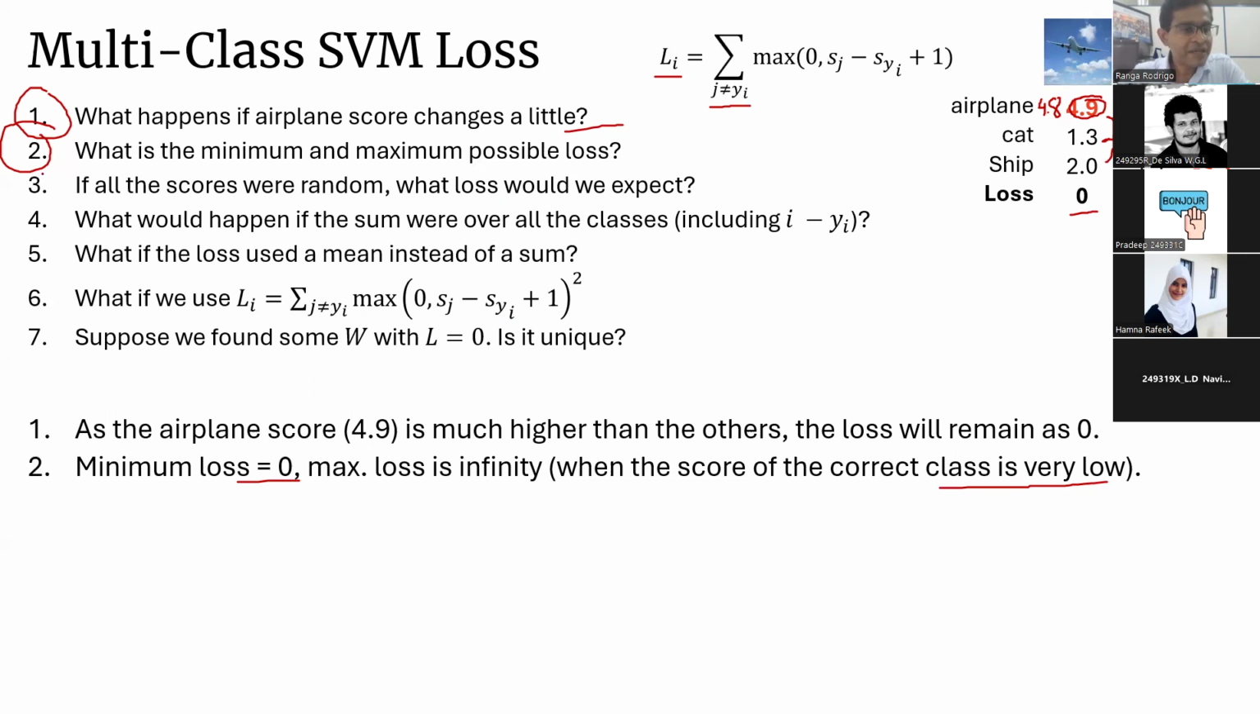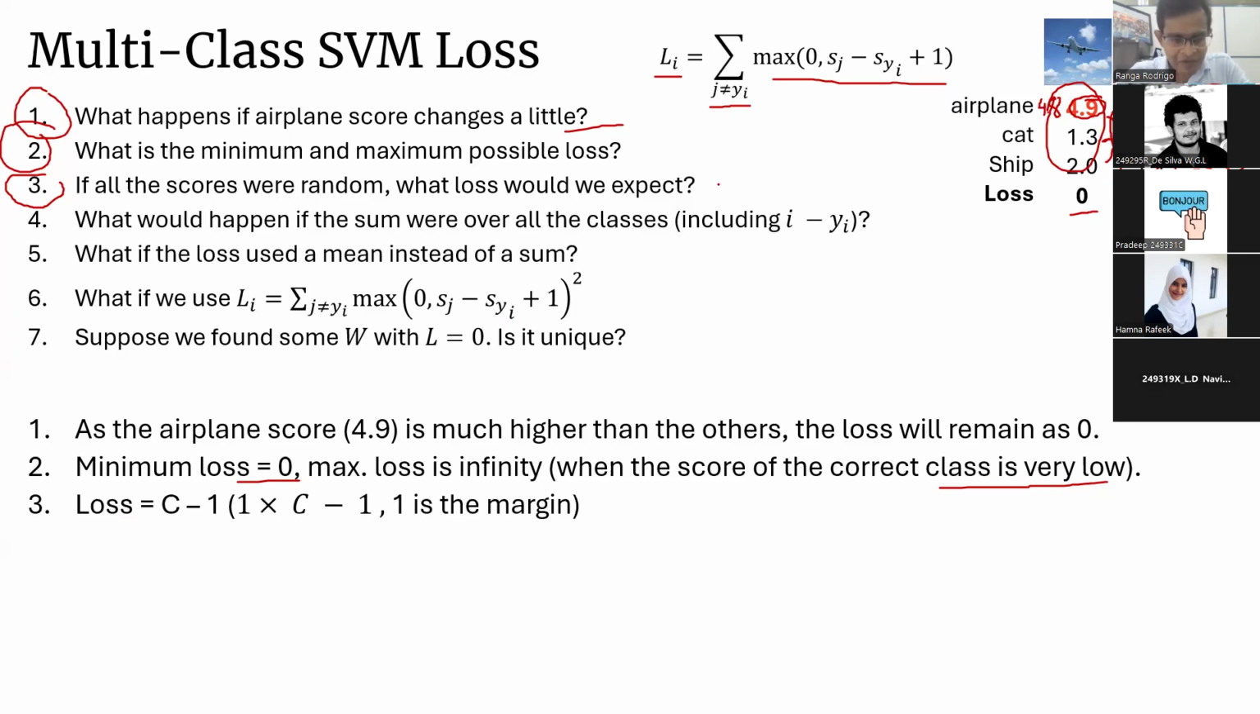Third question, if all the scores were random, what would we expect? Random means all the scores are sort of the same. These three numbers are sort of the same. So remember, in this case, you have to add over incorrect classes. So in this case, the margin will be added twice. Margin is 1. 1 will be added twice. There are three classes, so the margin will be added twice. So here's the answer. Loss will be C minus 1.